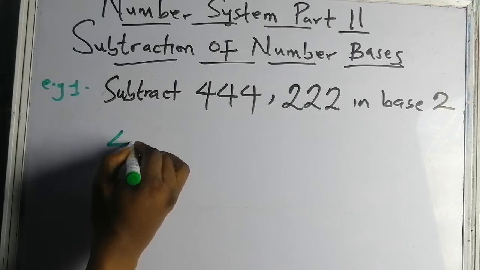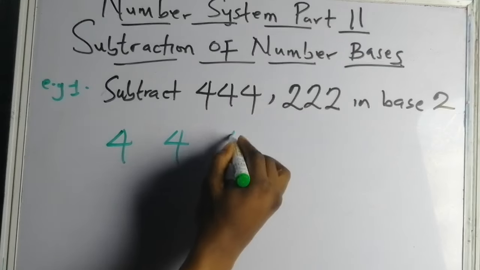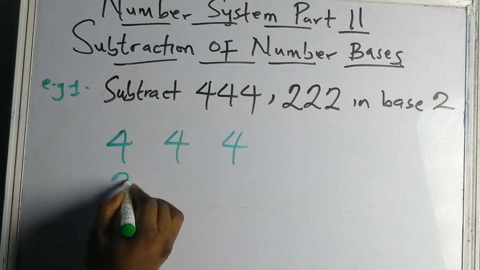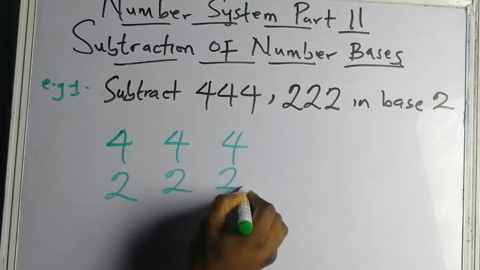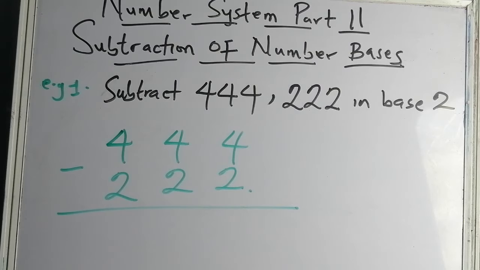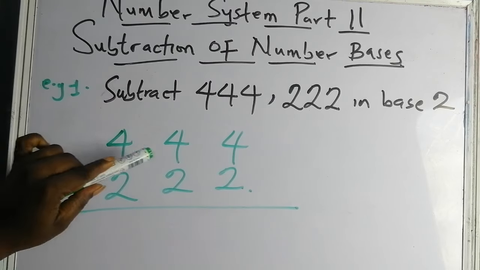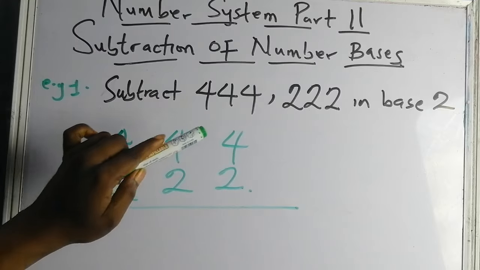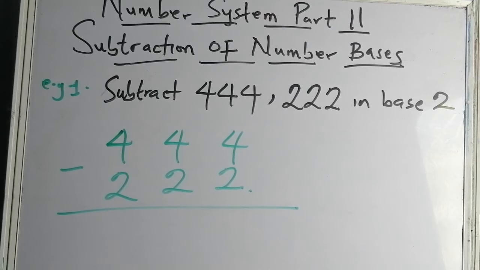So I'm trying to buttress something here so that it will be clear. 4 4 4, then you have 2 2 2. We're doing this subtraction in base 2. Now, the first thing we're doing, of course, is the units. 4 minus 2 is 2. Now, we are working with base 2. 4 minus 2 is 2.